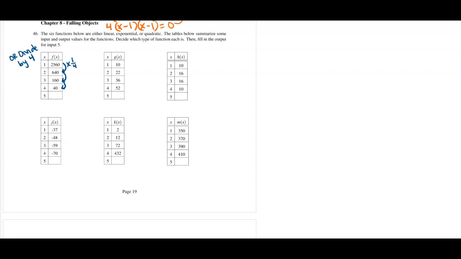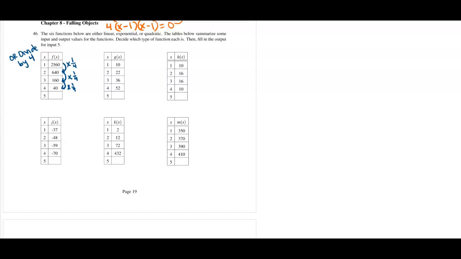Okay, but when we're talking about things that are being multiplied, if I do this again, if I take my 640 and times it by 1/4, I'll see, oh yeah, I get 160. If I take 160 and times it by 1/4, I again get 40, and so on. So timesing by 1/4 is what's happening there.